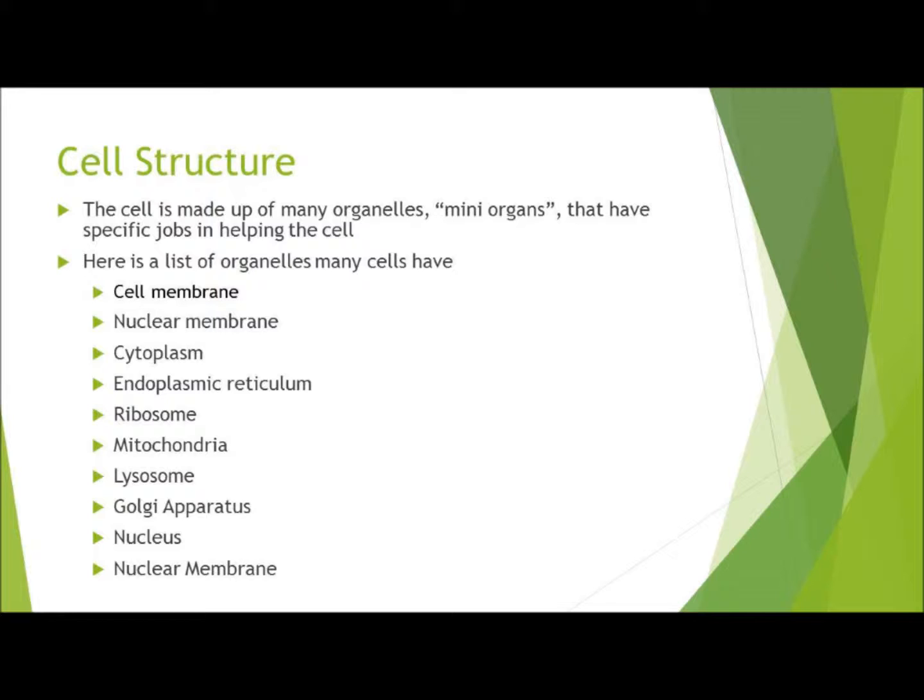Cell structure. A cell is made up of many organelles, which we can call mini-organs. They all have specific jobs in helping the cell. Here's a list of organelles that many cells have: cell membrane, nuclear membrane, cytoplasm, endoplasmic reticulum, ribosome, mitochondria, lysosome, Golgi apparatus, nucleus, and the nuclear membrane.